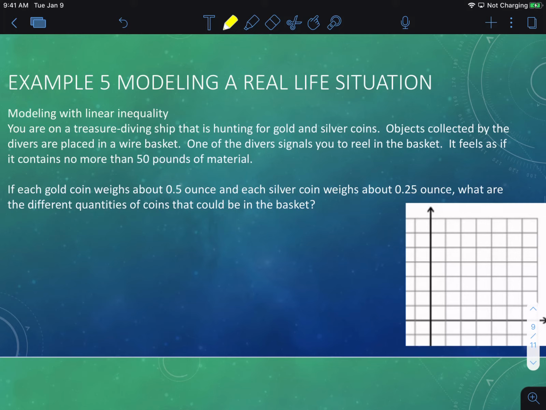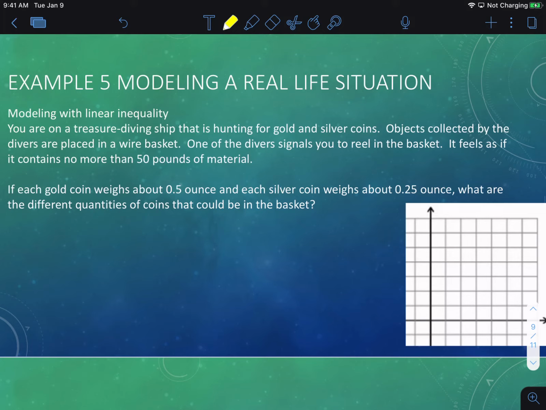You are on a treasure diving ship that is hunting for gold and silver coins. Objects collected by the divers are placed in a wire basket. One of the divers signals you to reel in the basket, and it feels as if it contains no more than 50 pounds of material. If each gold coin weighs 0.5, or half an ounce, and each silver coin weighs 0.25, or a quarter of an ounce, what are the different quantities of coins that could be in the basket?